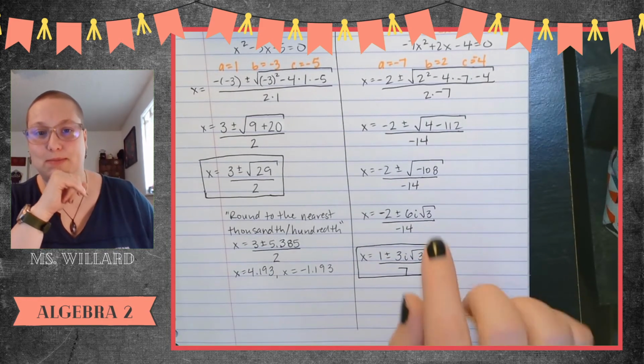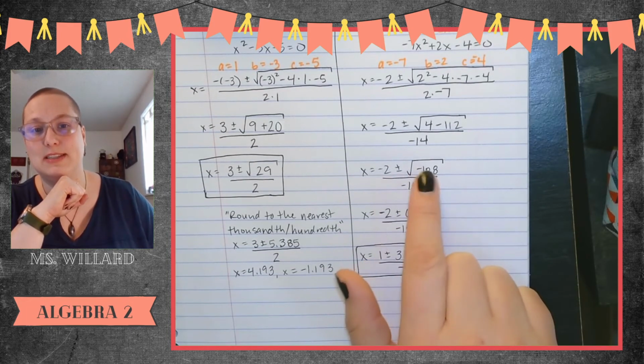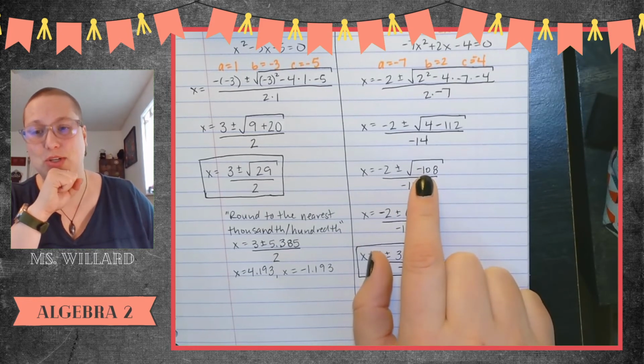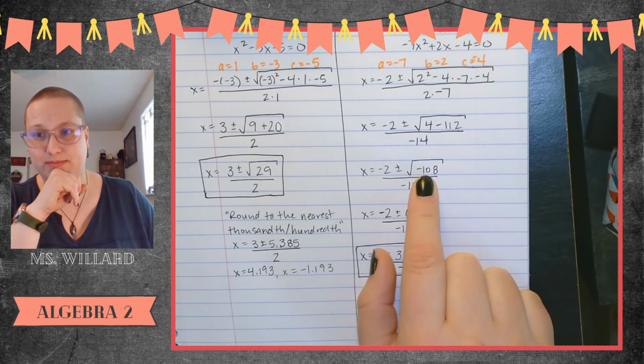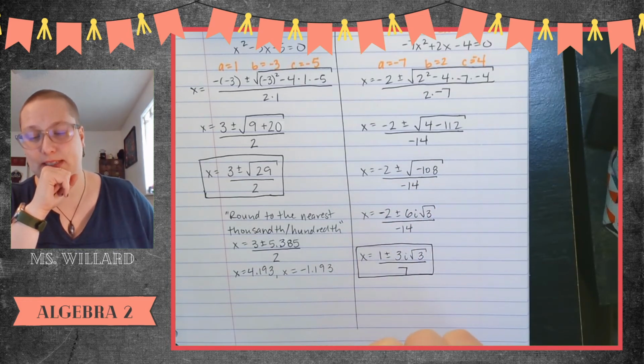I'm going to reiterate though, that back here, people try so hard to divide all of this by 2 because you can, but you can't because this is inside the square root. You have to wait until you have something in front to be able to divide, to clean it up.